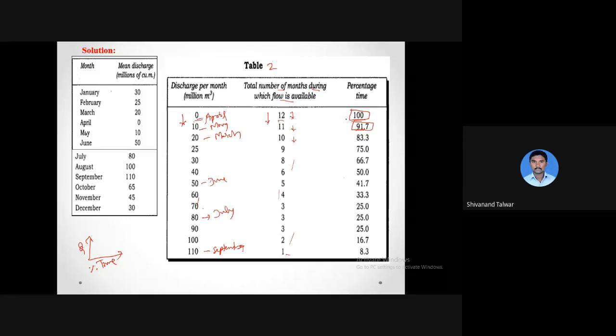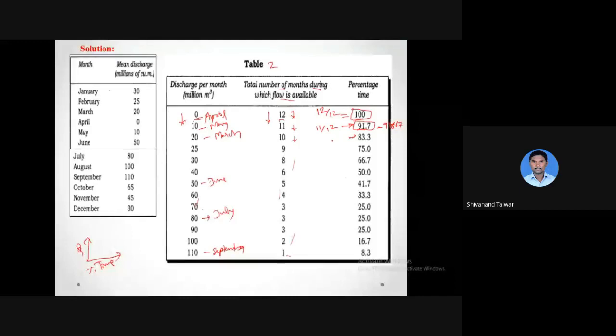See what you have to do. This 100, this is 100%. 100% कैसा आ रहा है? 12 divided by 12 is 100%. ये 91.7 कैसा आ रहा है? 11 by 12. Okay, if you divide 11 divided by 12, what you will get? 91.67. So 91.667, तो उसको हम लोग क्या लिख सकते हैं शॉर्ट में? 91.7. फिर same way 83.3 कैसे आएगा?